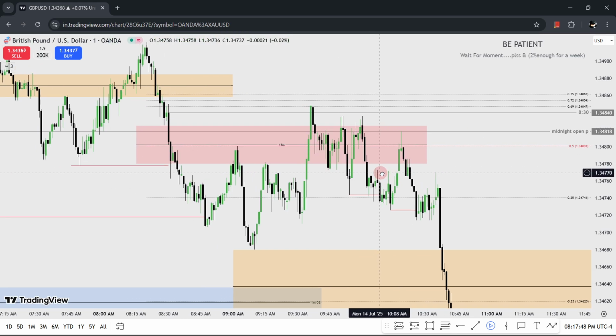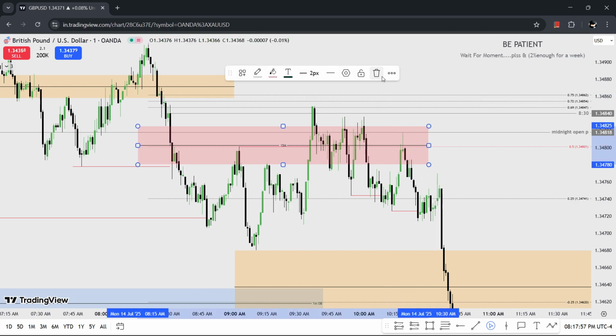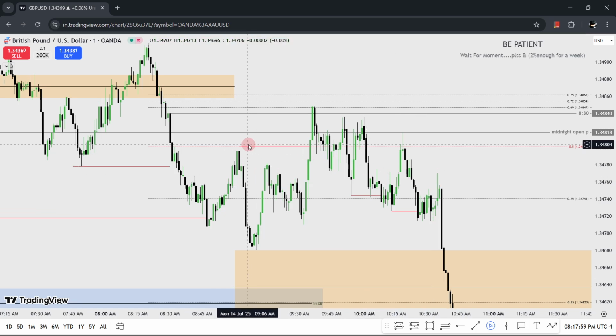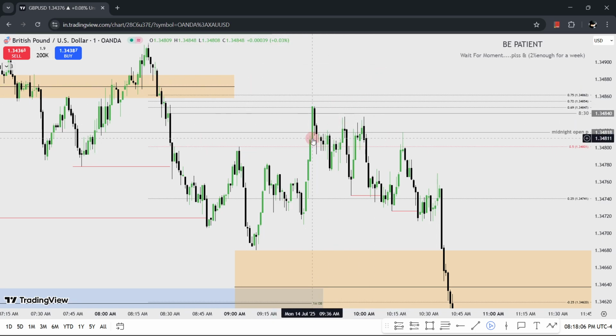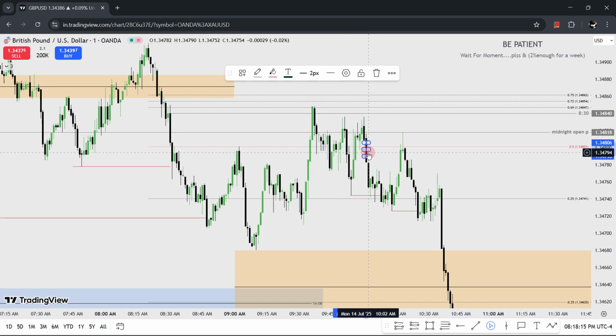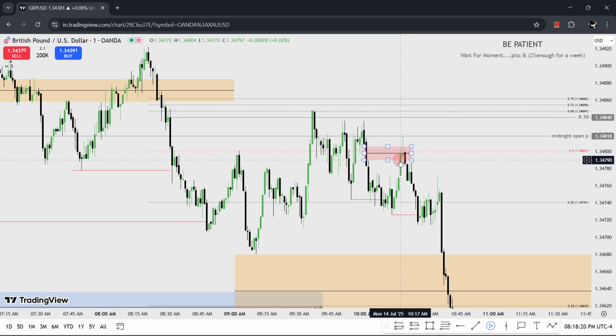It consolidated around here. You get a structure shift to the downside. The fair value gap up here. I'm just removing this 15 minute for a second for clarity. Okay. It took out this buy side and created a clear structure shift to the downside with this 1 minute fair value gap. That's your first entry.